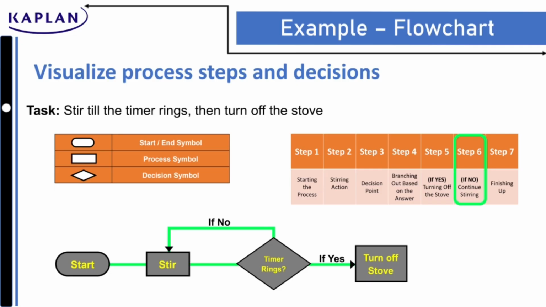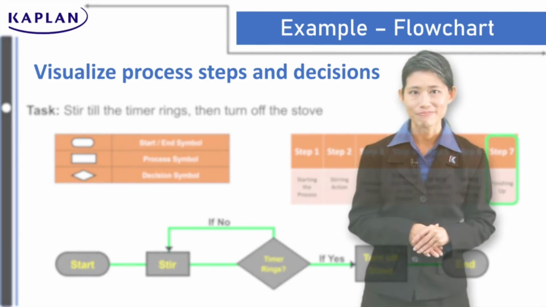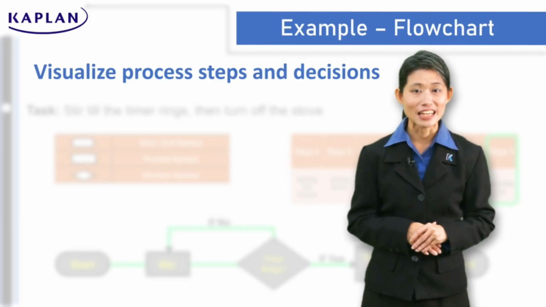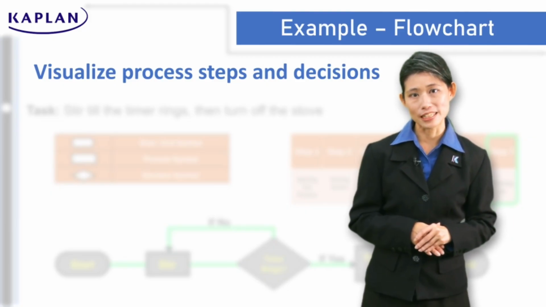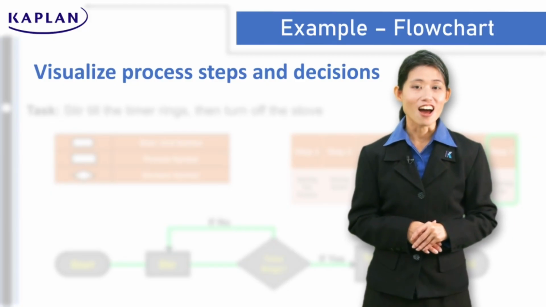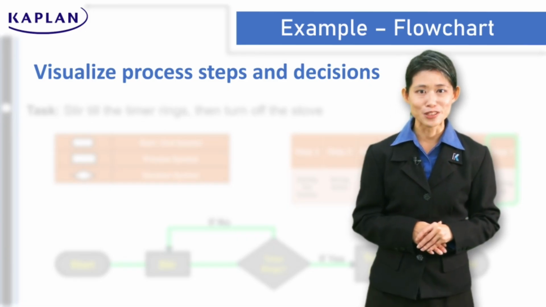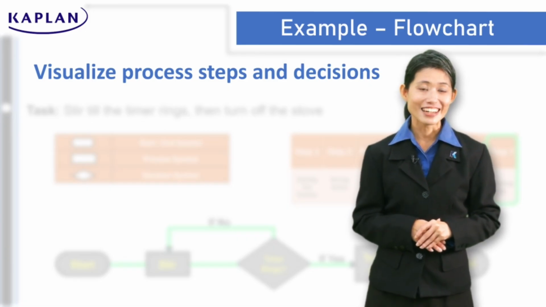Step 7. Finishing up. Once the timer does ring and we have turned off the stove, our task is complete. Use the end symbol to mark the end of the process. Inside the symbol, you can write end or finish to clearly indicate that this is the final step. By following these steps and using the appropriate flowchart symbols, we have created a clear and concise visual representation of the task at hand.